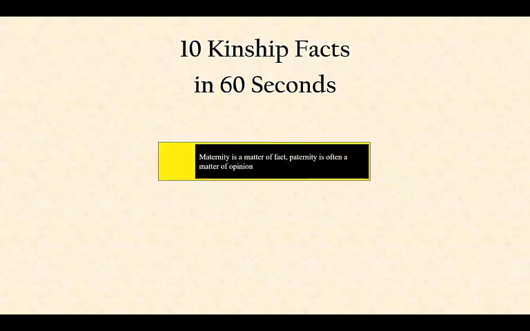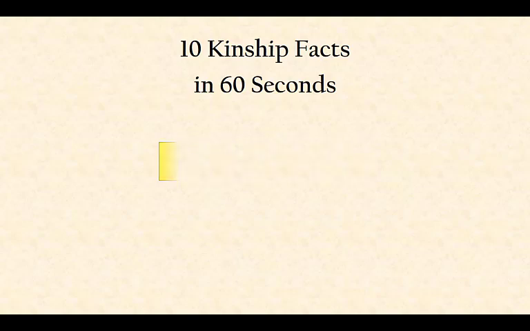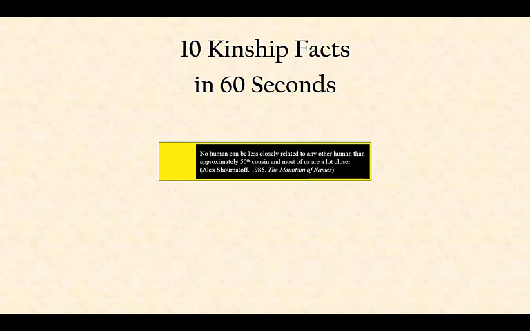There's an expression, maternity is a matter of fact, paternity is often a matter of opinion. Was Queen Victoria a bastard? Authors of the book Queen Victoria's Gene argue that she was the daughter of someone other than the Duke of Kent, as evidenced by her being a carrier of the hemophilia gene. No human can be less closely related to any other human than approximately 50th cousin, and most of us are a lot closer. This is from the Mountain of Names.